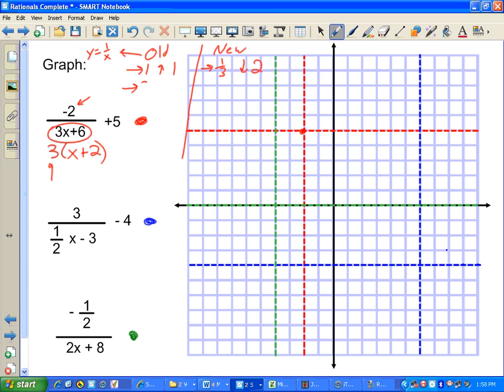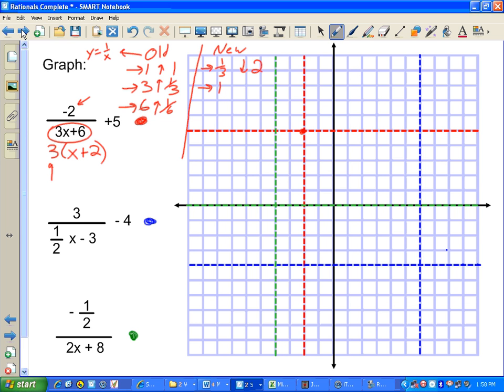So maybe the next one I'll pick will be 3. And then maybe I'll do 6. In my original function, if I went over 3, I went up the reciprocal of that. If I went over 6, I went up the reciprocal of that. But now that 3 is being divided by 3, so it becomes a 1.